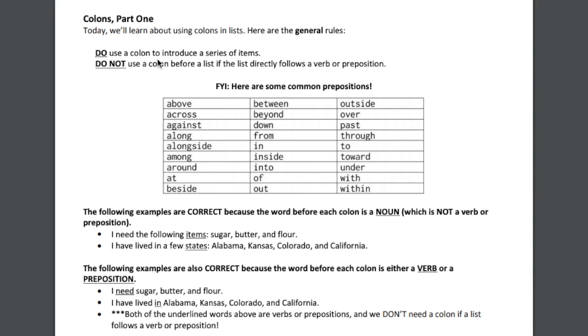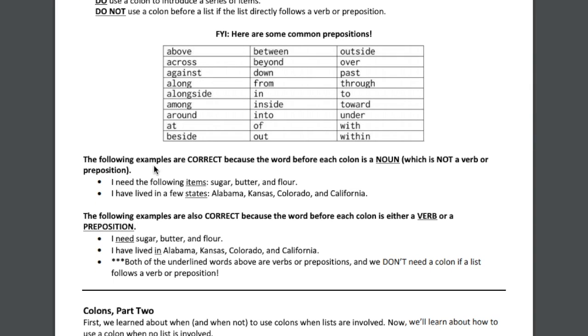We don't want to use a colon if the list or the series of items follows a verb, which is an action word, or a preposition. Here are some common prepositions. So you'll see here, these two examples are correct. They need the colon because the word that precedes or comes before the list of items is a noun. It is not a verb and it is not a preposition.